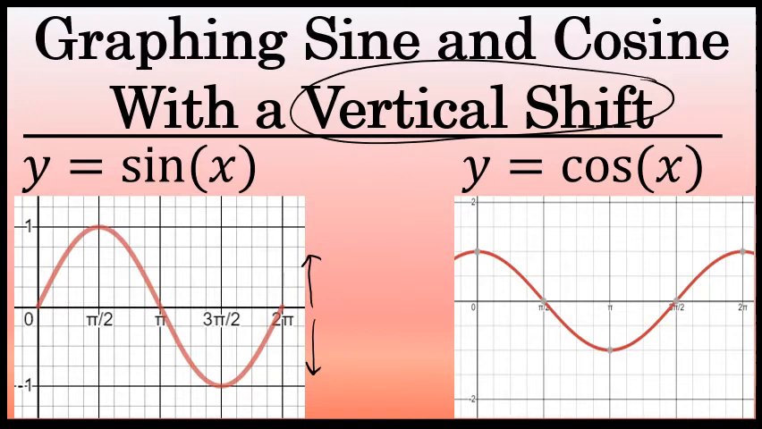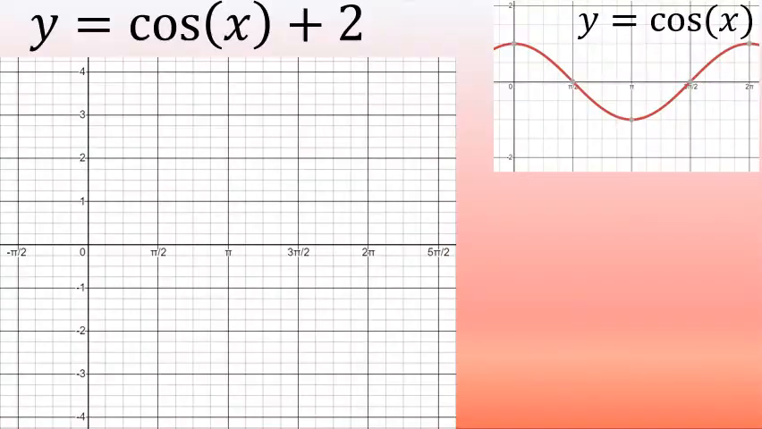But regardless of the properties of the wave, the graph of a sine wave will be based on a shape that looks like this, and the graph of any cosine wave will be based on a shape that looks like this. Let's begin. Our first example will be to draw the graph of y equals the cosine of x plus 2.